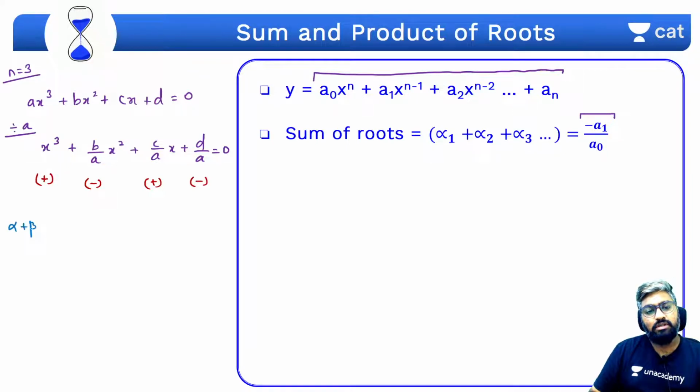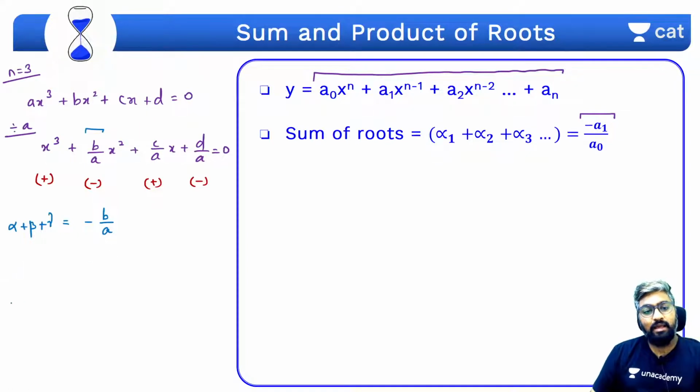Sum of the roots, there will be 3 roots, right? Alpha, beta, gamma, 3 roots. Sum of the roots will always be this part, b by a. What is the sign assigned to it? Negative. So it will be minus b by a. Alpha plus beta plus gamma will always be minus b by a.